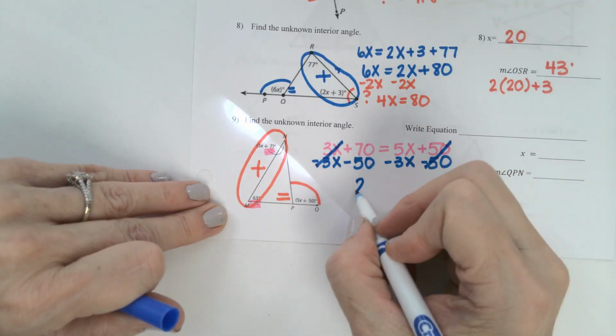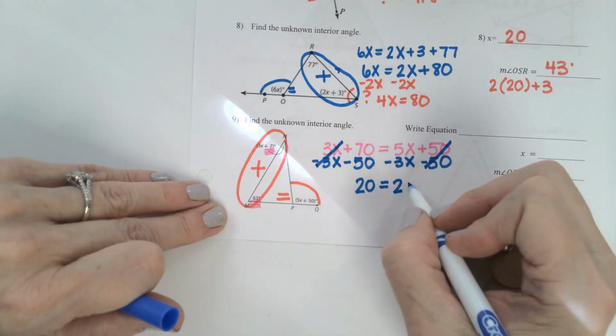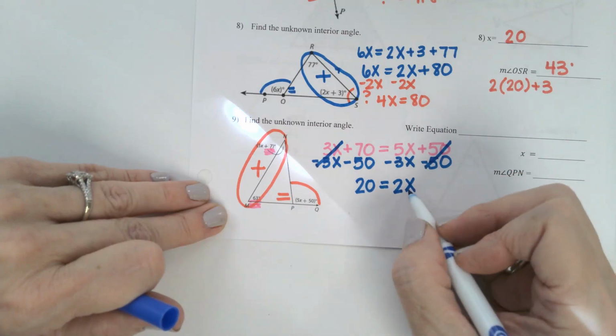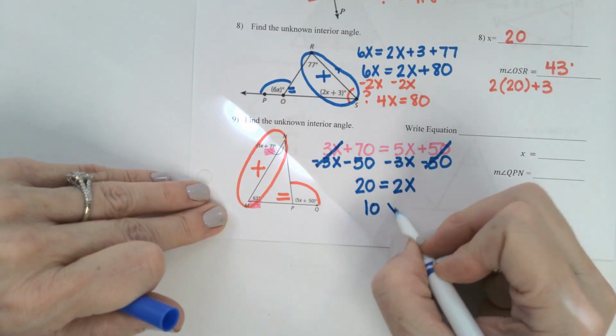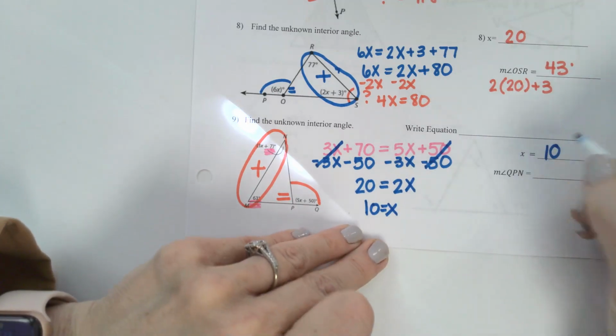70 take away 50 is 20. 5 take away 3, that leaves me with a 2x. Divide by 2 and I get 10. Okay, so that's here.